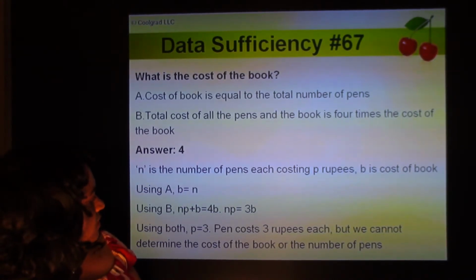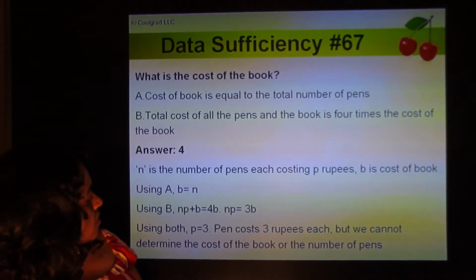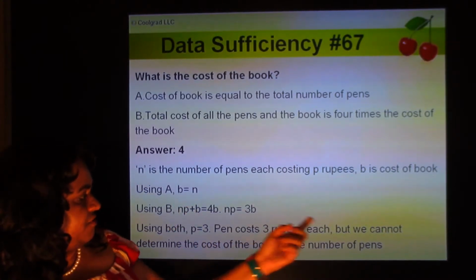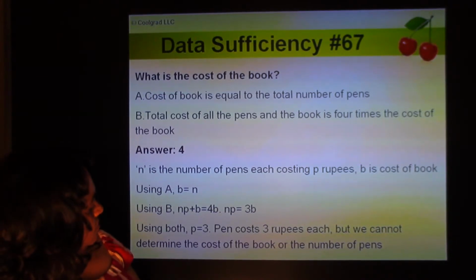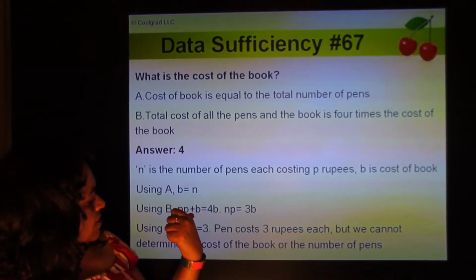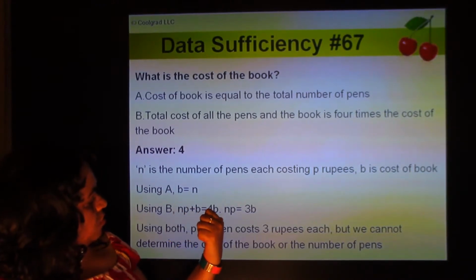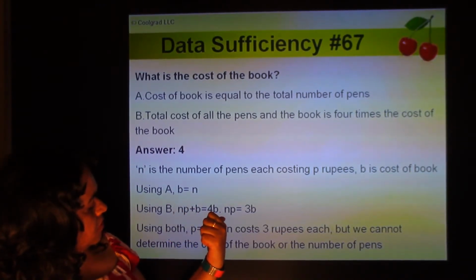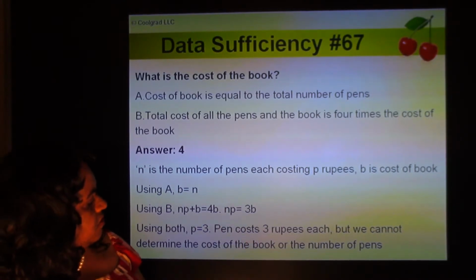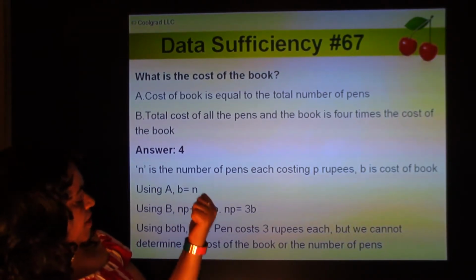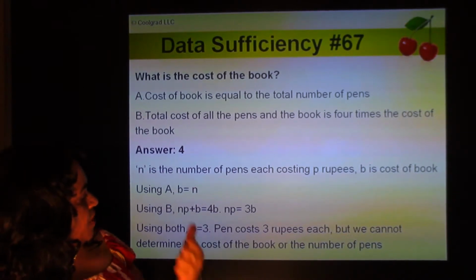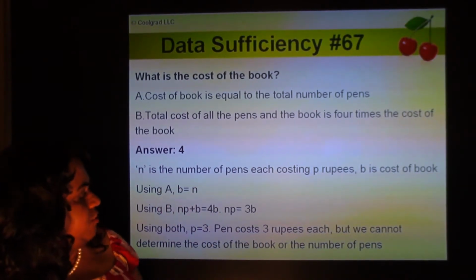We can only solve for the cost of the pen, that is 3 rupees each. But can we solve for the number of pens? 3N equals 3B, the cost of the book. So N is equal to B, but then what is the relationship between B and P, or N and P? We don't know.